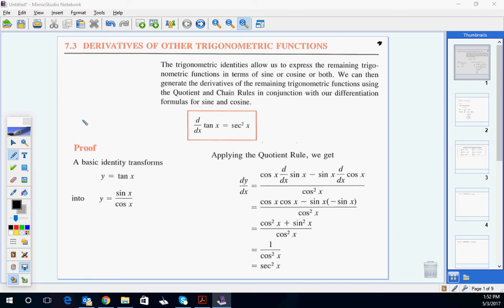Derivatives of other trig functions. The first one we're going to talk about is the derivative of tan x, which is secant squared x. That proof is right here for you.